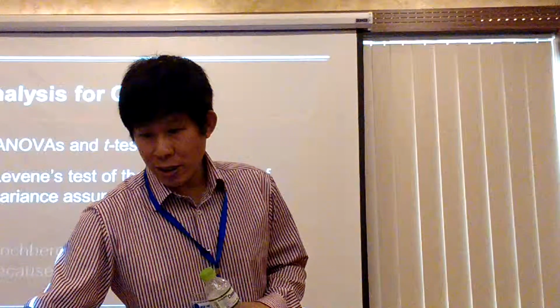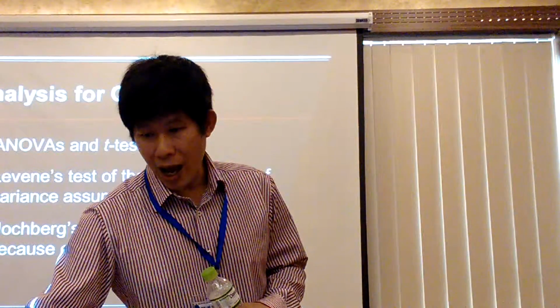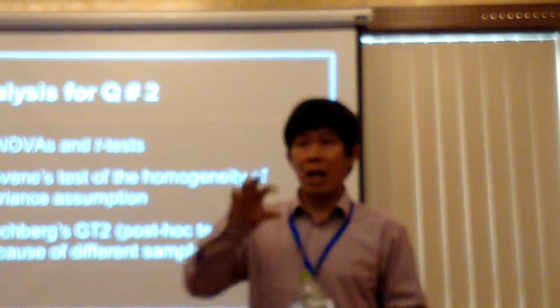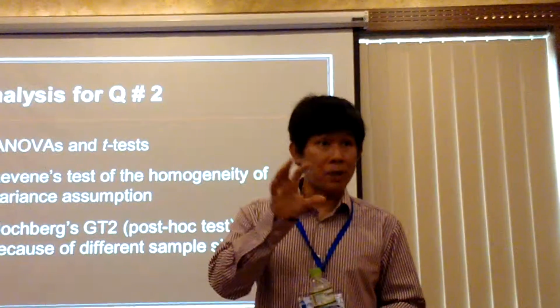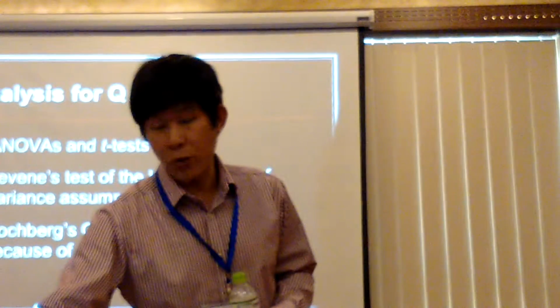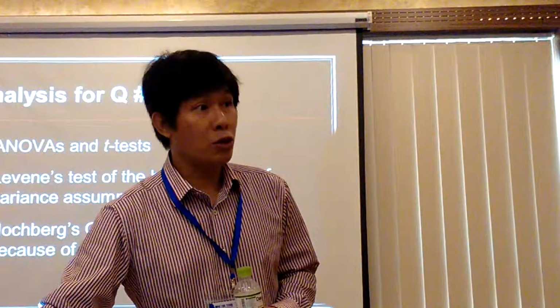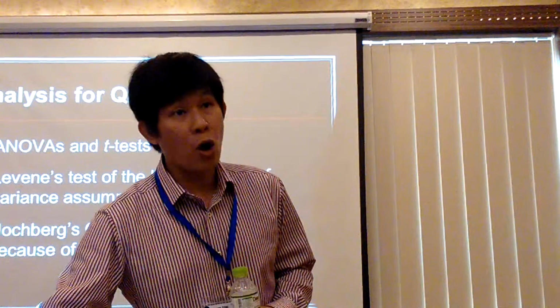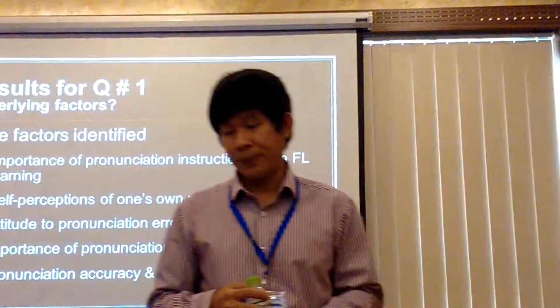In order to analyze question number 2, I use ANOVAs and t-tests to compare the differences between 3 groups or 2 groups. In order to see the differences between 3 groups, I use ANOVA, and for 2 groups, I use t-test. And of course, I have to test all of the assumptions before conducting the test. And these are the results.